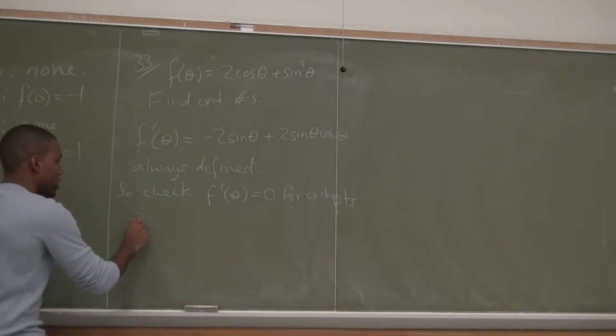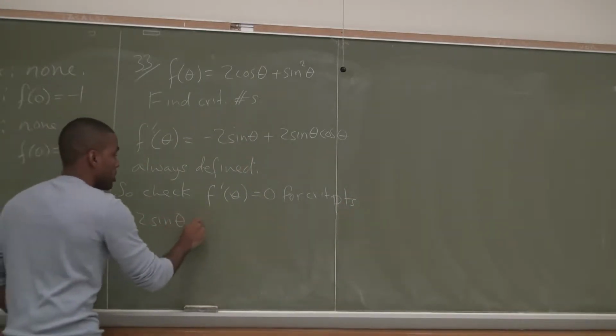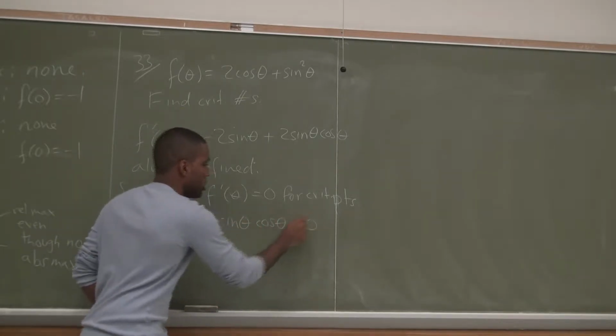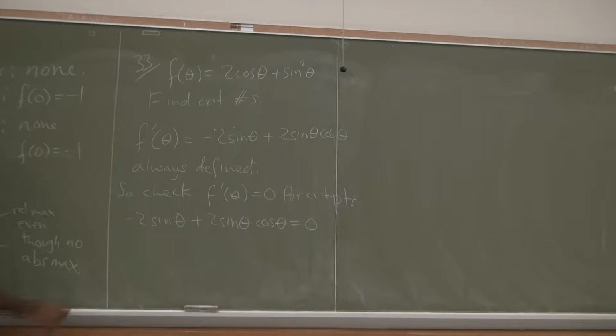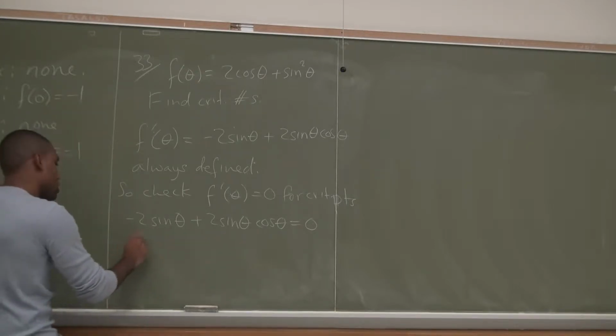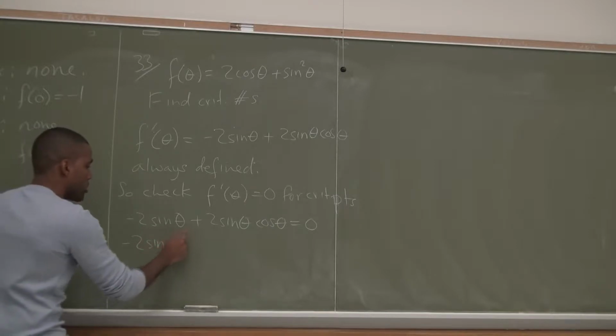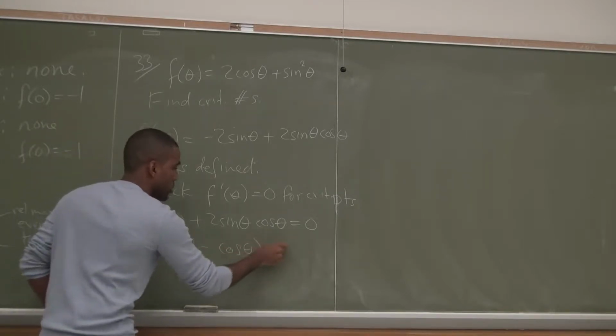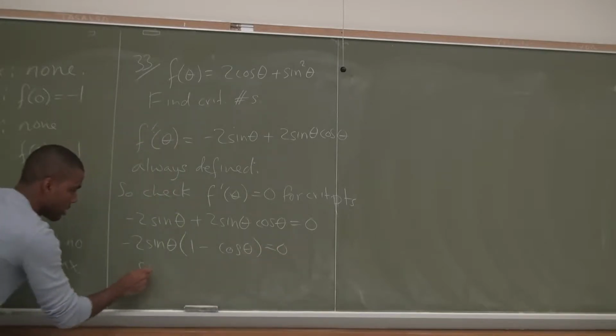So this means that minus 2 sine theta plus 2 sine theta cosine theta equals 0. How do we solve that? Factor. 2 sine theta is a common factor, so I can take out minus 2 sine theta. This would leave me with 1 minus cosine theta. This means sine theta equals 0.